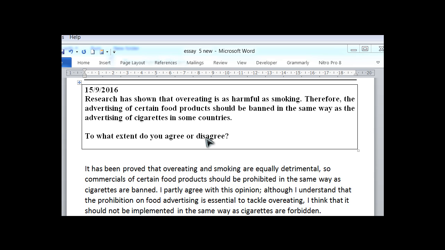Let's see what we're supposed to be giving our opinion on. Let me read it out for you. Research has shown that overeating is as harmful as smoking. Therefore, the advertising of certain food products should be banned in the same way as the advertising of cigarettes in some countries.